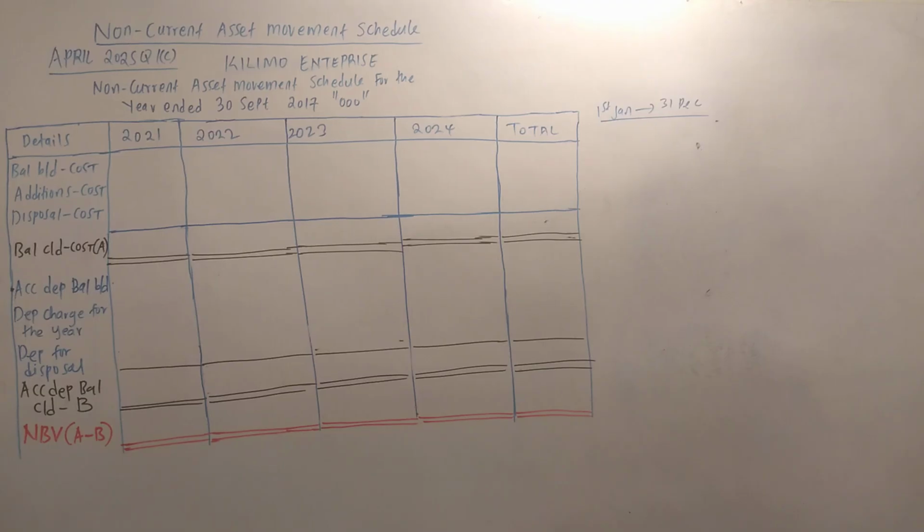So let's start with the cost. We start with the balance brought down, but in form of cost. So this is what they are saying, number one. Now we have the balances at the end. So the first information there, Kilimo Enterprises.